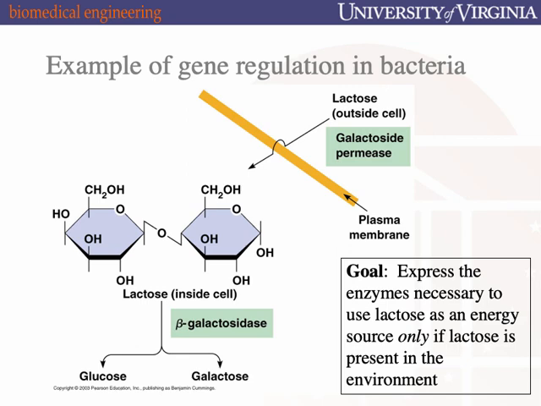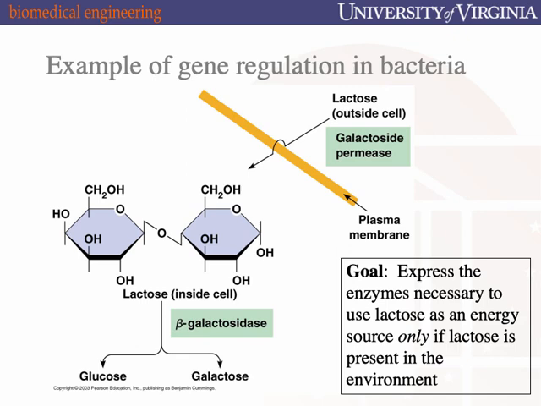To enable that transport, lactose, whose chemical structure is shown here, is large-ish and hydrophilic, and is not going to just diffuse passively across the membrane. It needs a dedicated transporter, and that dedicated transporter is called galactoside permease. It's a pump that will take lactose from outside the cell and push it into the cell. So gene regulation of the permease is one thing that we'll talk about.